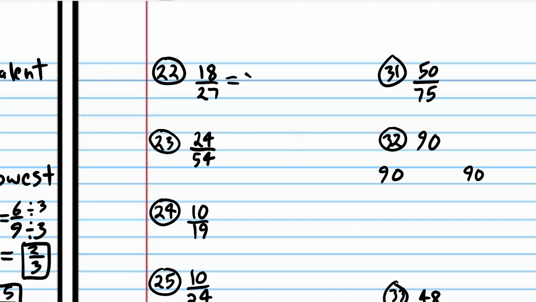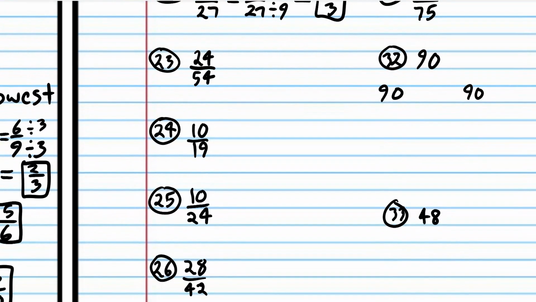All right, we're back. Divide both sides by, actually 9 would be the best one. And you get 2 over 3. Try number 23, and when you come back, we'll do it together.